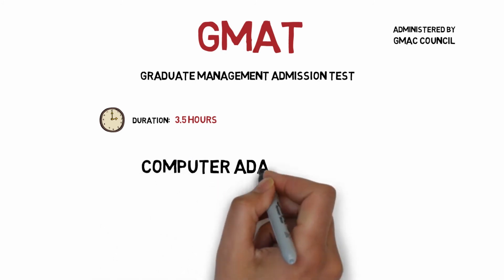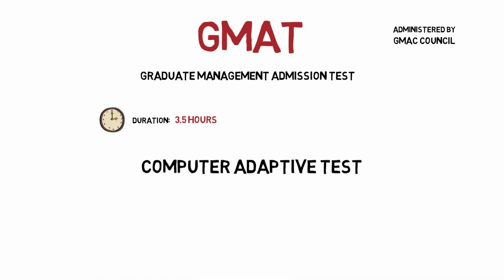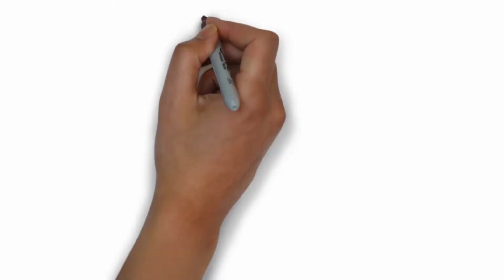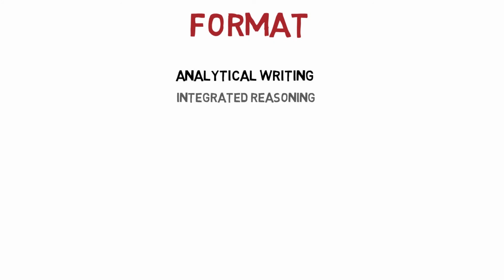Like GRE, GMAT is also a computer adaptive test, which means that the difficulty level of the questions will change depending on the correctness of your answer. If you give a correct answer, the next question will be of higher difficulty level, and if you give an incorrect answer, the level of difficulty will decrease. However, unlike GRE, in GMAT, the difficulty level changes on a per question basis, whereas in GRE, the difficulty level adapts on a section basis. The GMAT exam is divided into 4 sections: Analytical Writing, Integrated Reasoning, Quantitative, and Verbal.